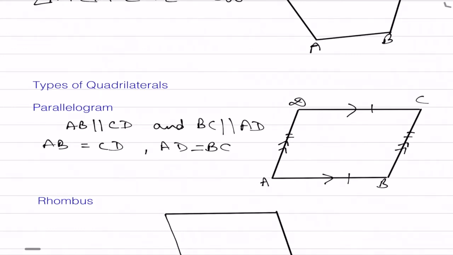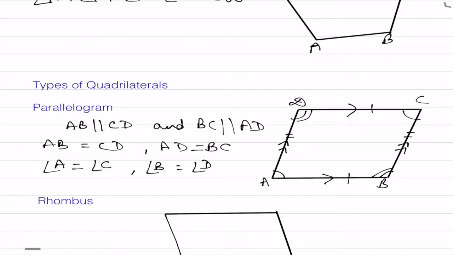Third property is the opposite angles of the parallelogram are equal. So angle A is equal to angle C and angle B is equal to angle D. Next, here AB is parallel to CD, so we can use this property also. Angle A plus angle D is 180 as both the angles are co-interior angles. Similarly, you can take any pair, angle A plus angle B is also 180.